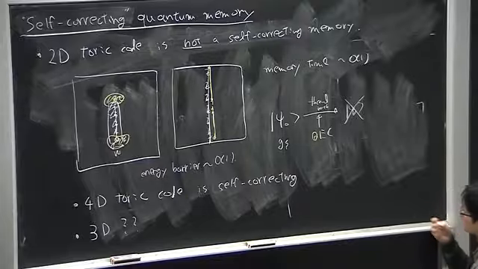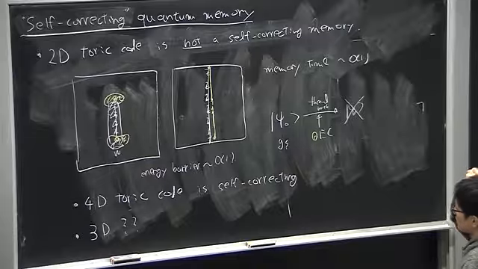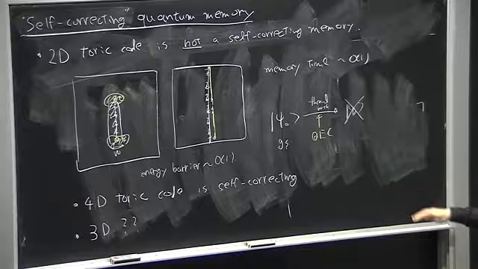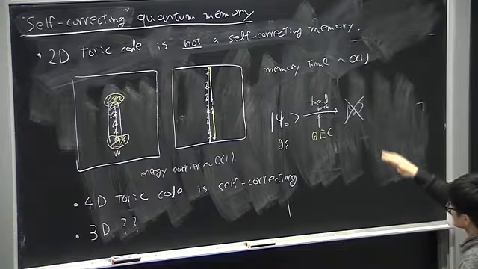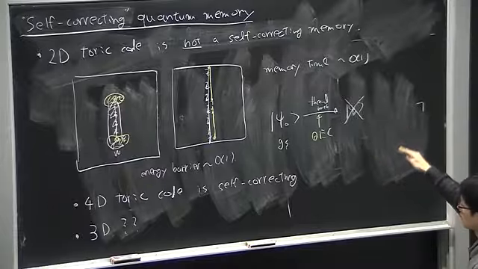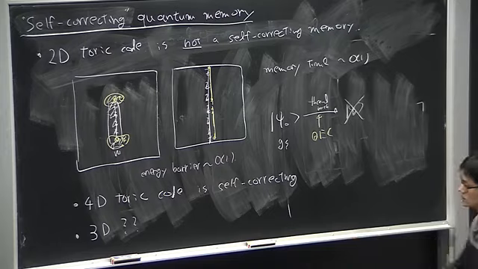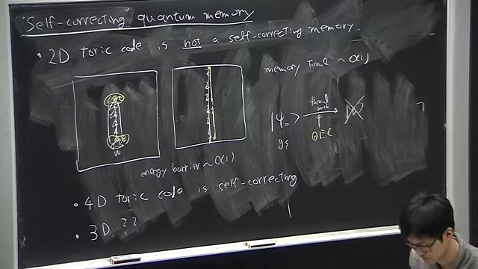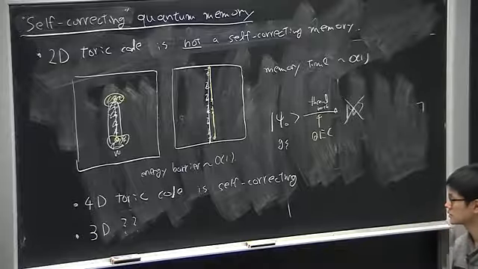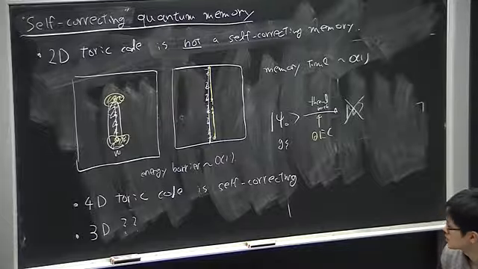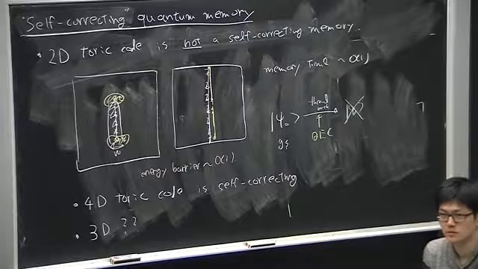But in a very strict sense of self-correcting quantum memory, all the proposed models of local stabilizer code in 3D turn out to have finite memory time at finite temperature. So in this sense, none of these models work as a self-correcting quantum memory. In practice, they may work in actual situations, but in a strict sense, they are not self-correcting quantum memory. So this problem remains open at this point.